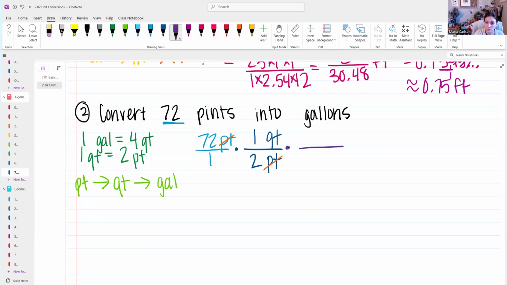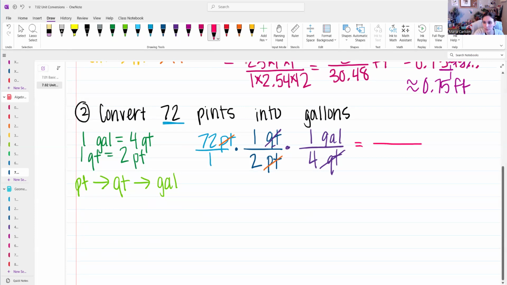And I want quarts to be in the bottom so that the units cancel, right? And gallons will be on top. And there are 4 quarts in 1 gallon. Or in 1 gallon, there are 4 quarts. And the quarts will cancel because there's 1 in the top and 1 in the bottom here. And we can just multiply across the top and across the bottom now.